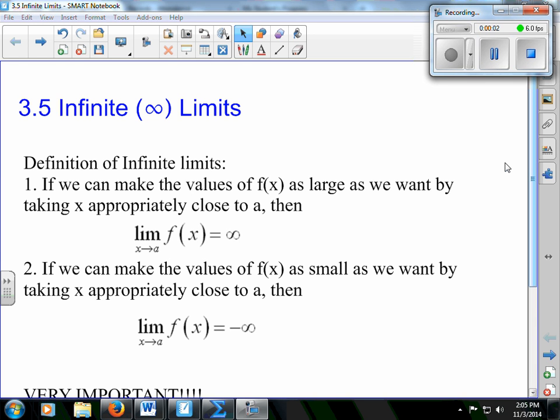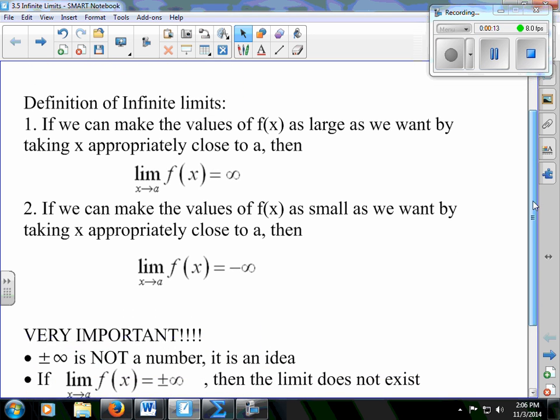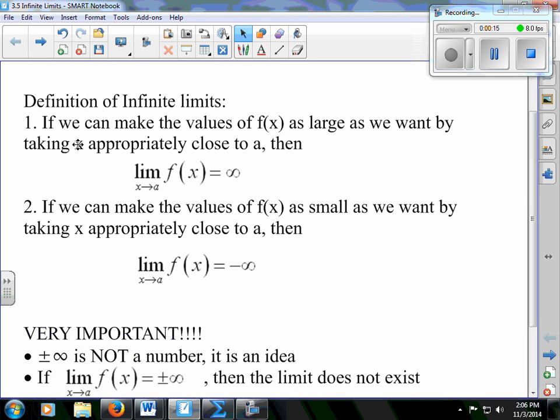Okay, we are doing section 3.5 on infinite limits. We're going to start with the definition of what an infinite limit is. And here I have two different definitions, one for when the limit is positive infinity and one for when your limit is negative infinity.